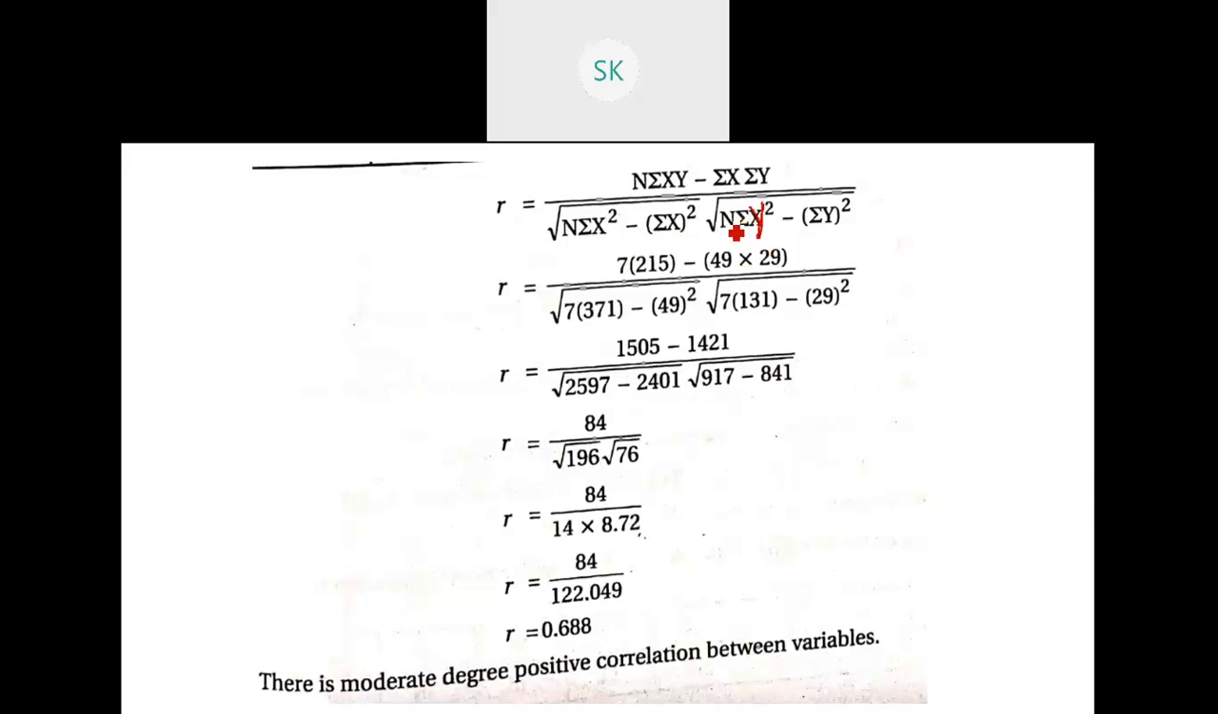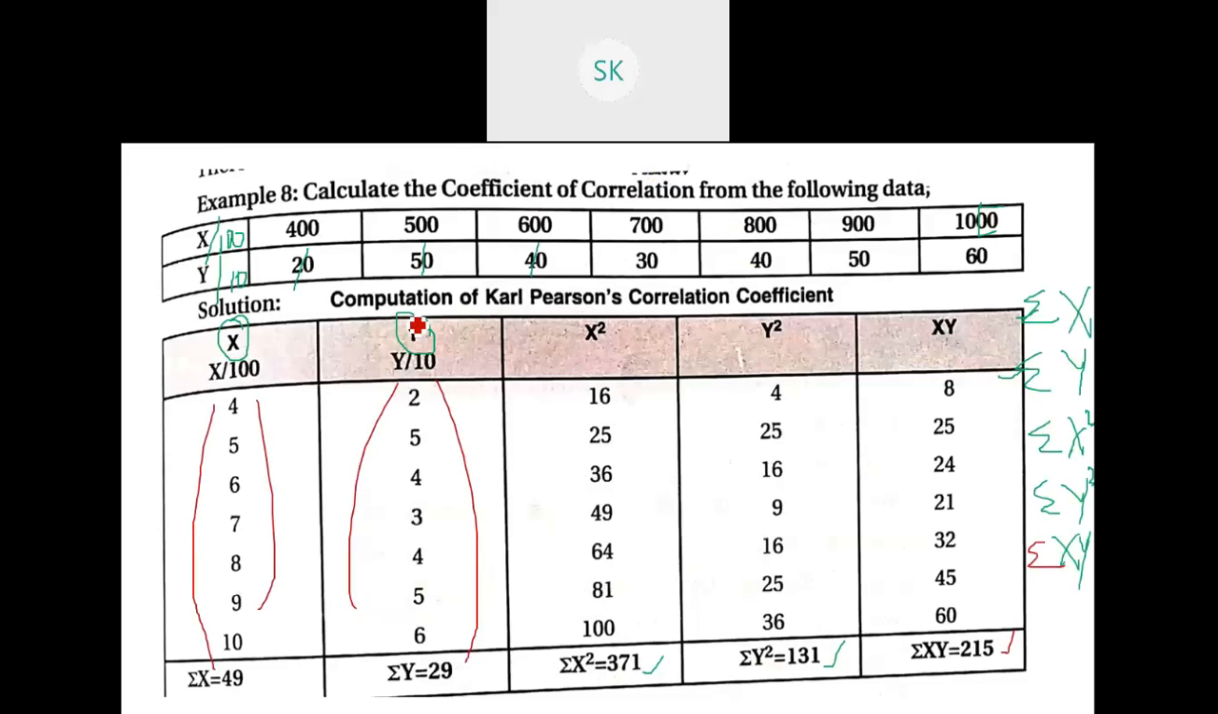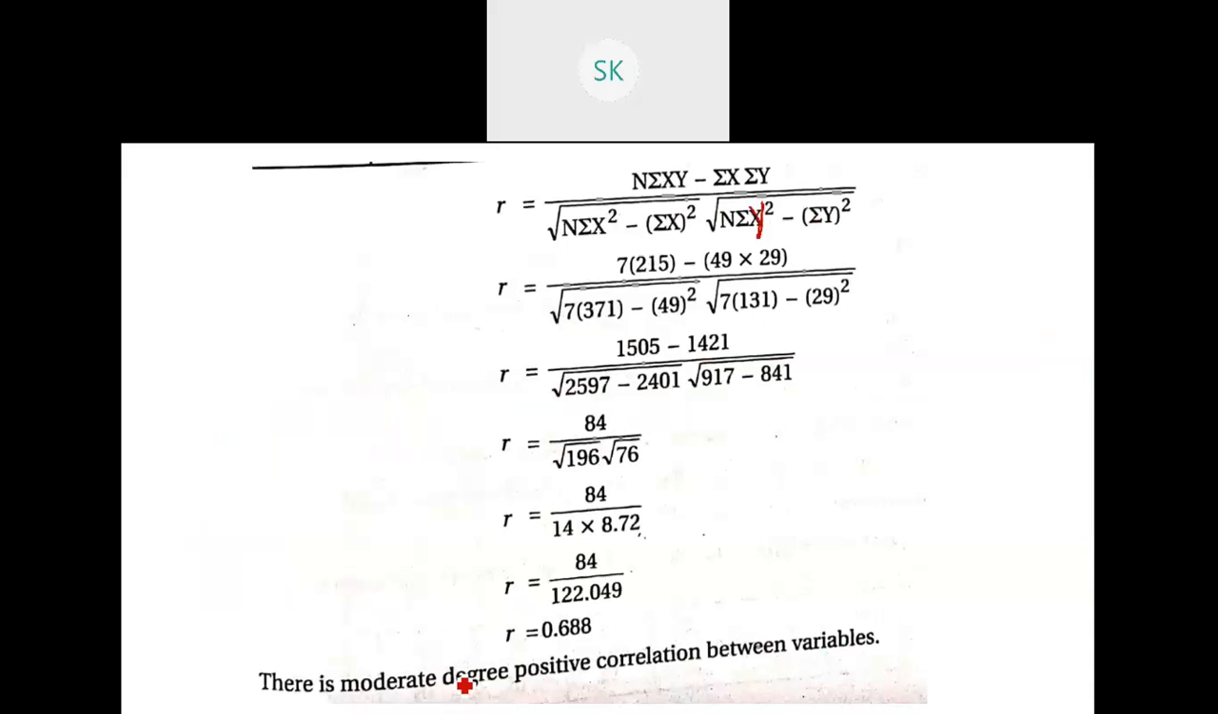Okay, n into summation y square minus summation y whole square. Now, what is n? How much data do we have? Starting from here: 1, 2, 3, 4, 5, 6, 7. So the value of n is 7. We have 7 data points. Summation xy is 215, summation x is 49, summation y is 29. So n is 7.